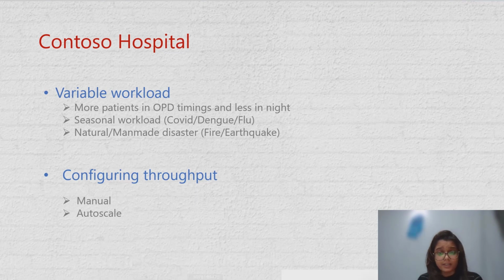For example, there is a fire in a building and your hospital is the nearby hospital in the surroundings, so you get a lot of incoming patients in a very short amount of time, which is hard to handle at the moment. So we have two options to configure throughput. Either we can do it manually or we can do it as autoscale. Based on the kind of workload that we are dealing with, autoscale seems a better choice. But what to do about these spiky workloads in the case of disasters? Cosmos DB has you covered.